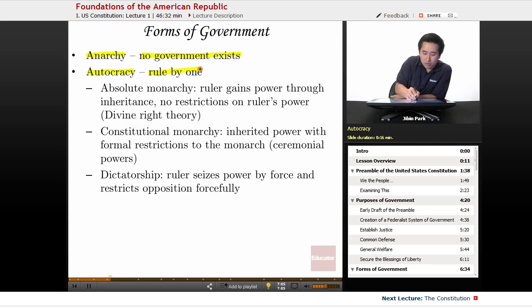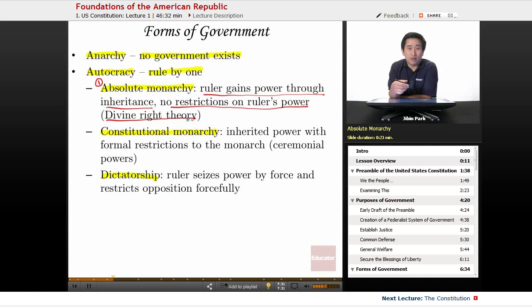Autocracy, rule by one. Human history has really been ruled by this type of idea. There's absolute monarchy, constitutional monarchy, or a simple dictatorship. An absolute monarchy is basically a ruler who gains power through inheritance. There's no restriction on the ruler's power, and basically the idea of divine right theory. A lot of kings in history found that very convenient. They were king, they had power. Why? Because God gave them the power. So this idea of an absolute monarchy has been in existence throughout most of human history.